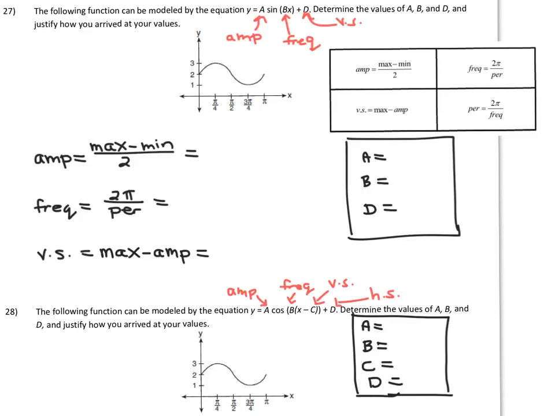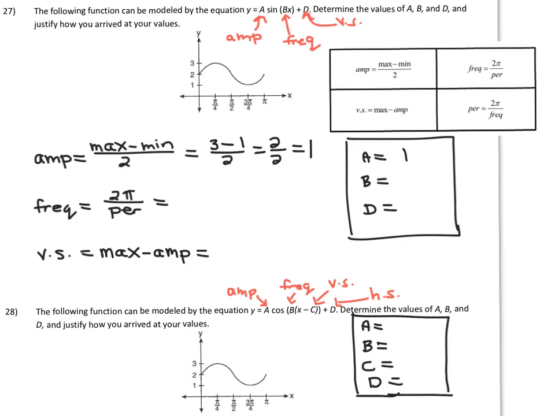Okay, so I kind of mapped some things out here. Now, let's start with number 27. When we look at this graph, the amplitude is equal to the max, which here is at a height of 3. Okay, the y value is 3. And then minus the min. The min is at a y value of 1. So 3 minus 1. The max is 3 and the min is 1. So 3 minus 1 is 2, and 2 divided by 2 is 1. We know our amplitude is 1.